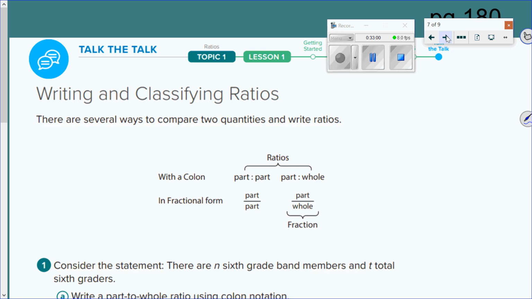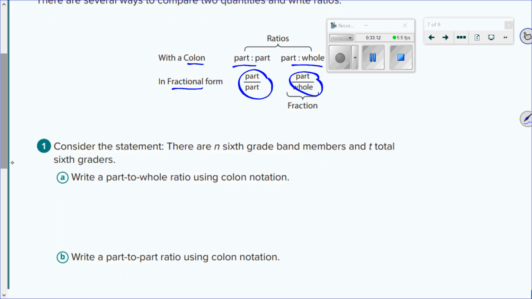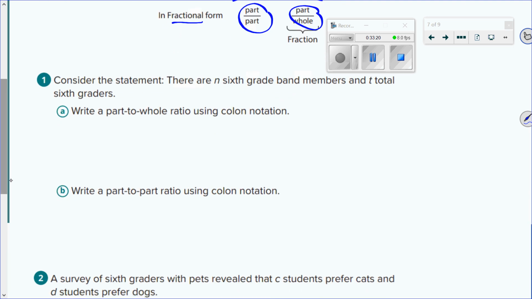Okay, there are several ways to compare 2 quantities and write ratios. We can do it with a colon, part to part, part to whole. You can do it as a fraction, part over whole. We can also use words. Okay, I'll be honest, I don't like this one, so I'm actually going to walk you guys through this one because they're just going to throw variables in here.